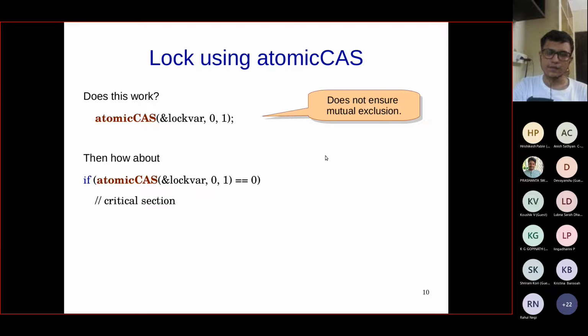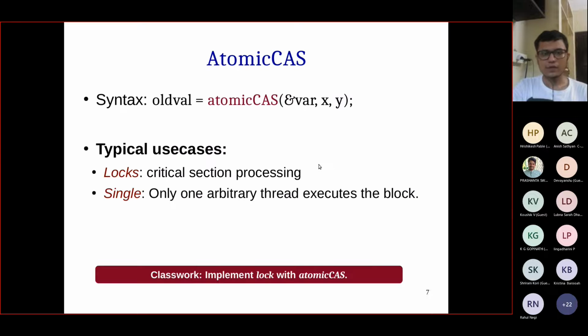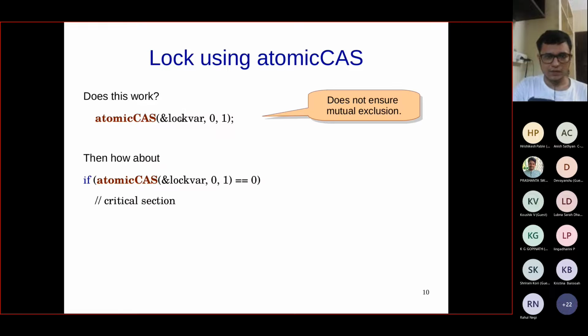Will this work? Again, one thing that I want to clarify here is that the atomic CAS returns the old value. So whatever was the value at this address location is returned, and that is stored as the return value. So here the value that is returned is being checked whether it is 0 or not, and if it is 0, we'll execute the critical section. Again, will this thing work, or is there any issue with this?